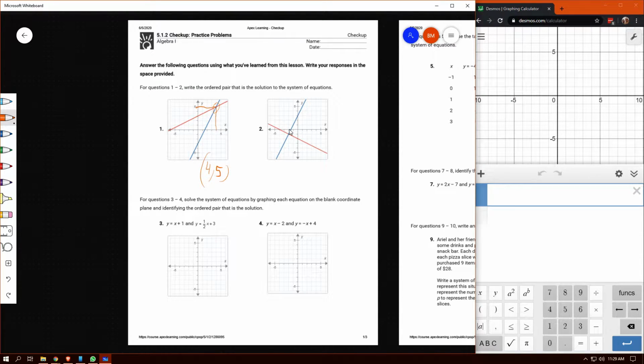Over here, it's going to be right there, right? That's where the two graphs intersect. It's (-2, -1). That's it. That's all we've got to do. We just have to find out where the graphs intersect, and boom, there's my answer.